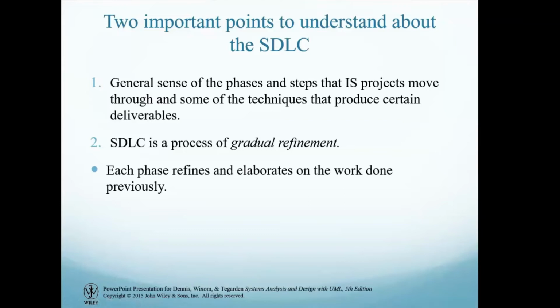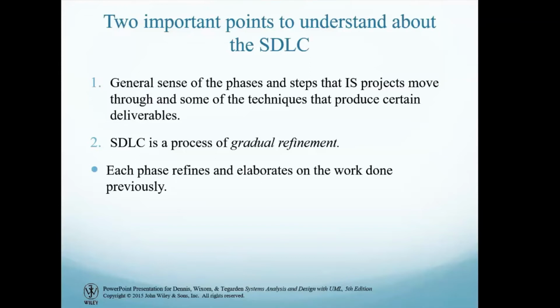Next, two important points to understand about the system development life cycle. Number one, a general sense of the phases and steps that an information system project moves through, and some of the techniques that produce certain deliverables. Meaning, from the system development life cycle methodology, we need a general sense of the different phases. The first phase is planning, then analysis, then design, then development. There are now many variations, and a lot of research on them. We will talk about that, but generally you should know that every new system development works like this, and every step has some deliverable: documents about planning, about analysis, about design.